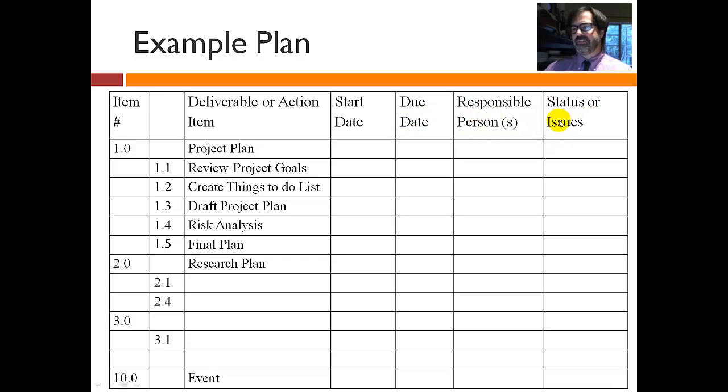You can also have a status. Some people put 80% complete up here, or if they're having some issue, they identify the issues. That's generally what's included in a project plan, whether it's a Word document or an Excel document. And then that would be item 1, item 2, item 3, and your final item might be the event, in this case, if you're organizing an event. So that's what a project plan would look like.